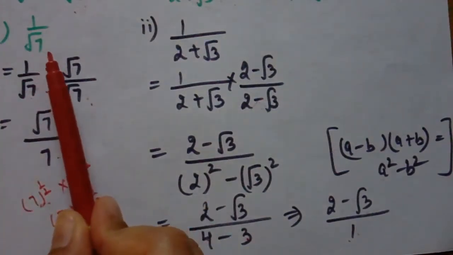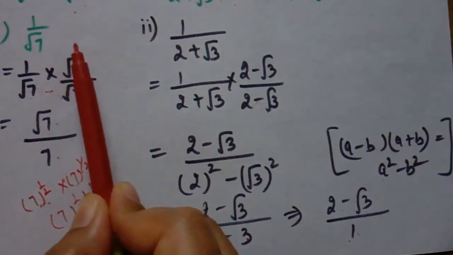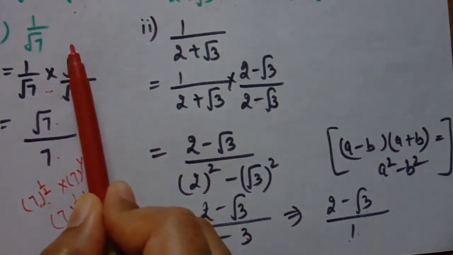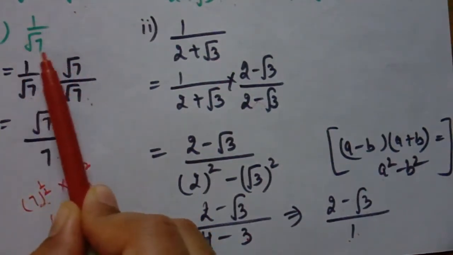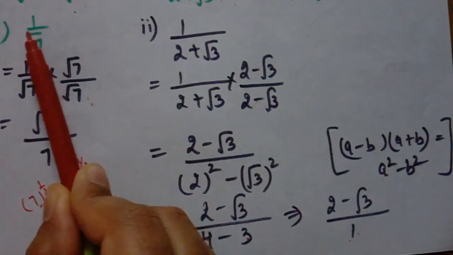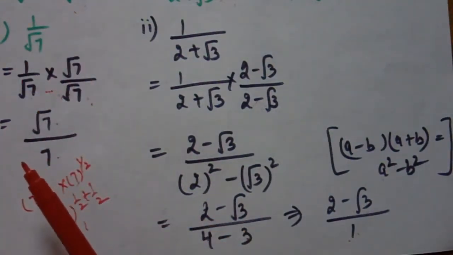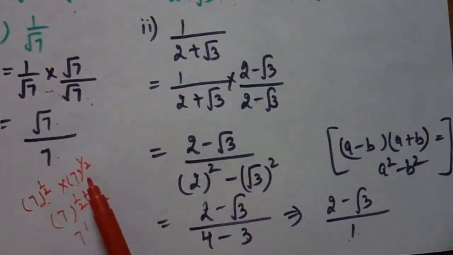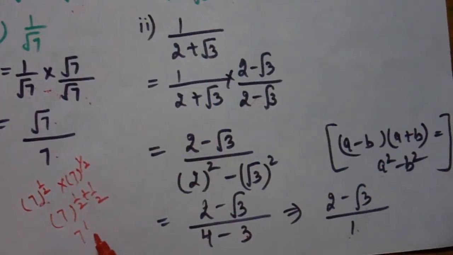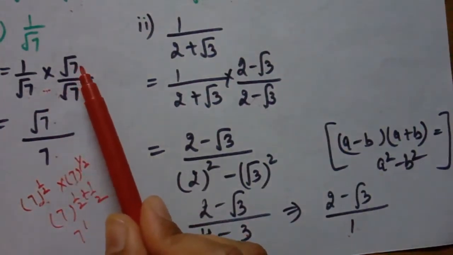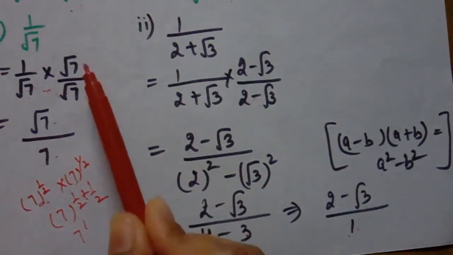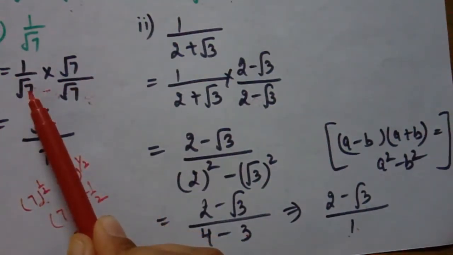So this is your first example. We want to write 1 upon root 7 as an equivalent expression in which the denominator is a rational number. We know we can change this root 7 into a rational number by multiplying by root 7, because when we multiply root 7 with root 7, it will give us 7 raised to the power 1. It means a number without square root. So we will multiply and divide this fraction with root 7.